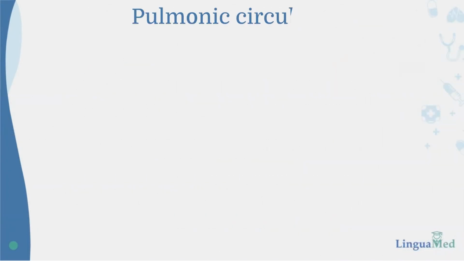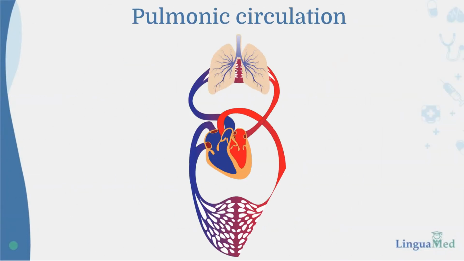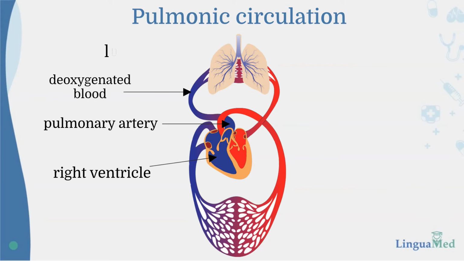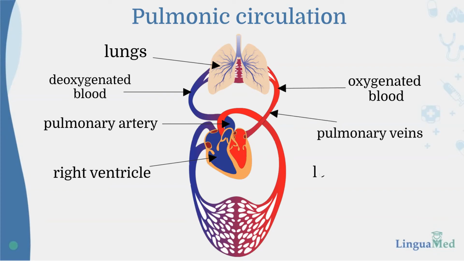The pulmonic circulation starts in the right ventricle, which pumps the blood through the pulmonary artery. The pulmonary artery carries the deoxygenated blood to the lungs for oxygenation. Then the oxygenated blood returns through the four pulmonary veins to the left atrium. In the left atrium, the pulmonic circulation finishes.